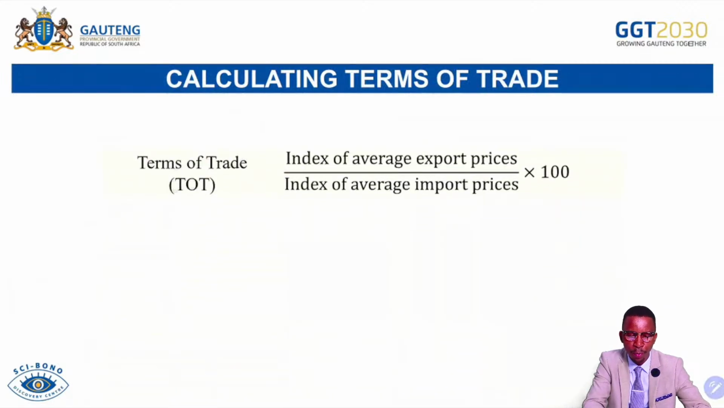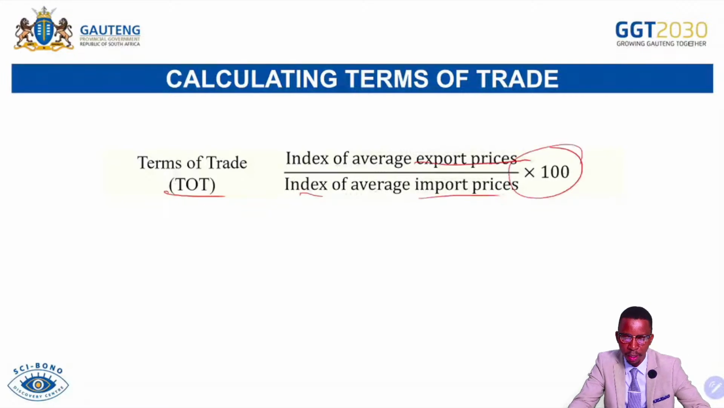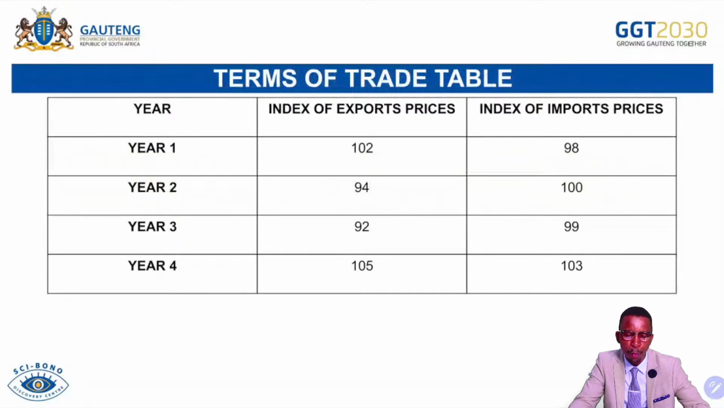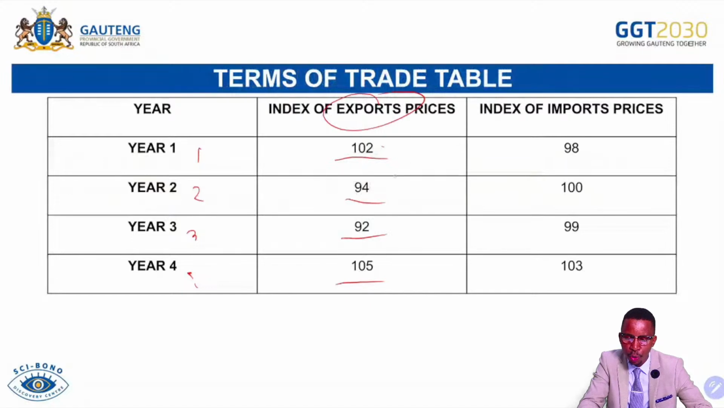This is the formula. Terms of trade, or TOT, is equal to the index of export prices divided by the index of import prices multiplied by 100. That's our formula. Then we will substitute. So we have the table here indicating year 1, 2, 3, and 4. Index of export prices: 102, 94, 92, 105. So you can see that from year 1 to year 2 it's decreasing. 102 to 94 is a decrease, but 94 to 92 also remains a decrease. And then from 92 to 105, we have an increase in what we call export prices.